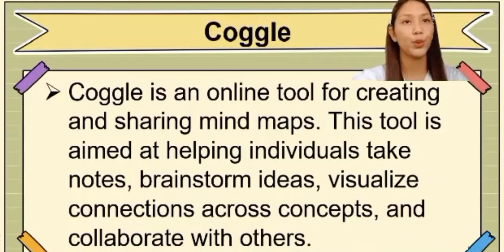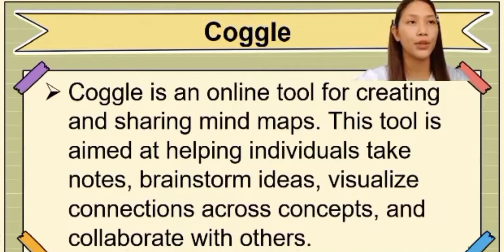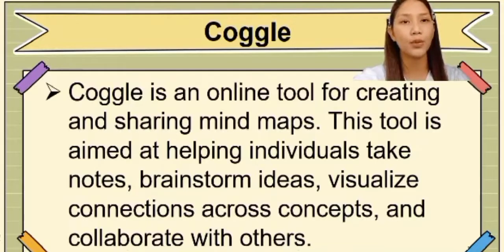Moving on, let's have Kugel. Kugel is an online tool for creating and sharing mind maps. This tool is aimed at helping individuals take notes, brainstorm ideas, visualize connections across concepts, and collaborate with others. Mind map tools help individuals connect ideas, synthesize a large volume of information, explore relationships between concepts, think creatively, and retain information. It provides a collaborative workspace where users can share ideas, solve problems, and communicate complex information.